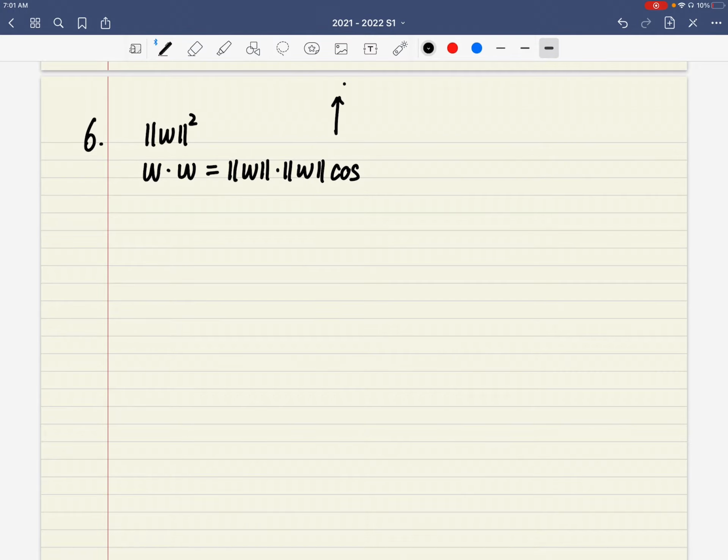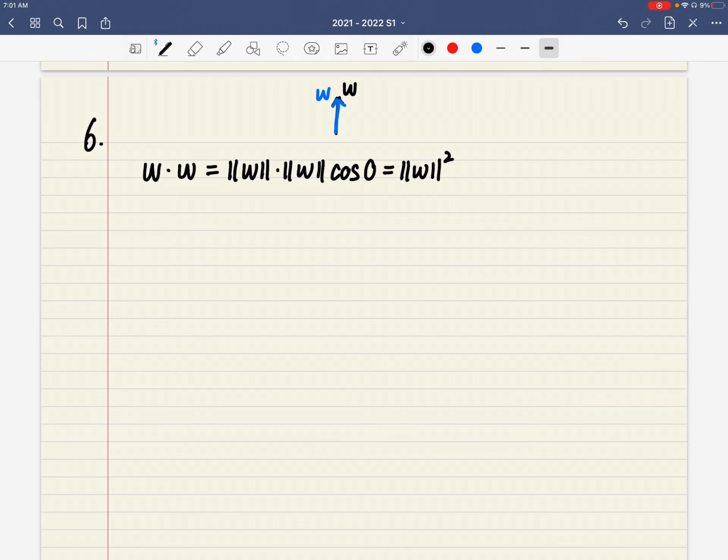Because they are the same vector, the angle between them is just 0, and cosine 0 is 1, so that's why it's just the length of W squared. Okay, that's how you get the formula. Then use the properties of the dot product.